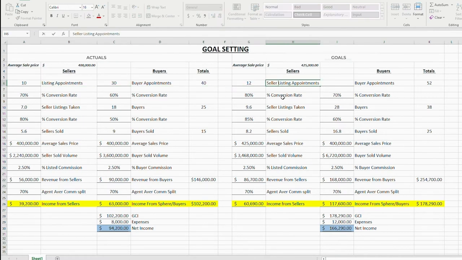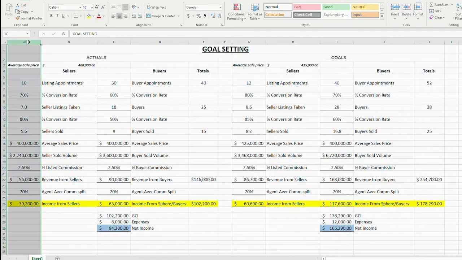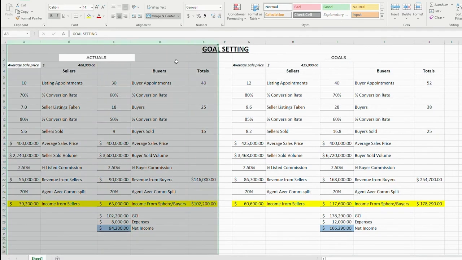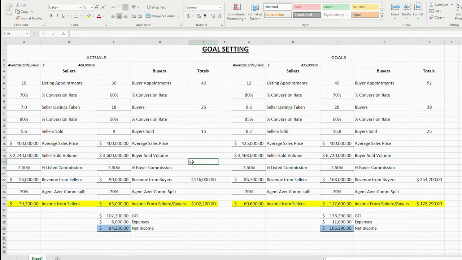Now let's keep going. Listing appointments, did you have 10? You can see that's what I wrote in. If you had 8, watch what happens. Numbers change. See that? So again, you're staying focused on your actuals. I'm going to stick with 10 to keep the numbers round. How many of the listings did you sign up? Did you sign up 7? Well, that would mean you had a 70% conversion rate. So plug in whatever your conversion rate is, and it should go to what you actually signed up.